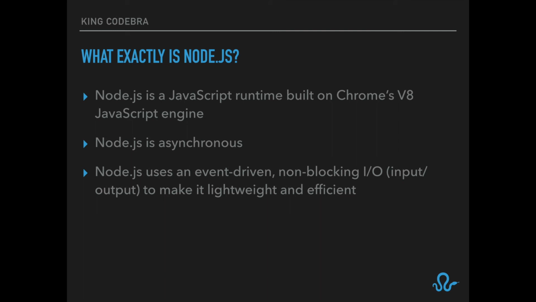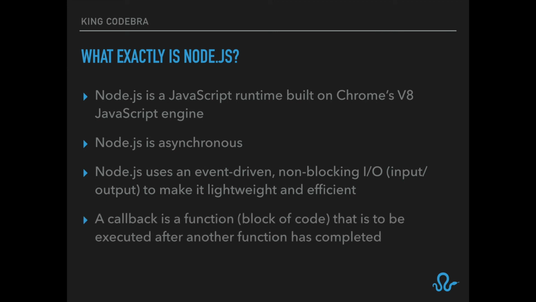In order to look more closely at how the event-drivenness of Node works, we need to understand callbacks. A callback is a function, or block of code, that is to be executed after another function has been completed. To put it simply, a callback is something that says, hey, I'm done running this first block of code, you should now run this second block. This can be very handy when we are waiting for a piece of data to be returned, for example.